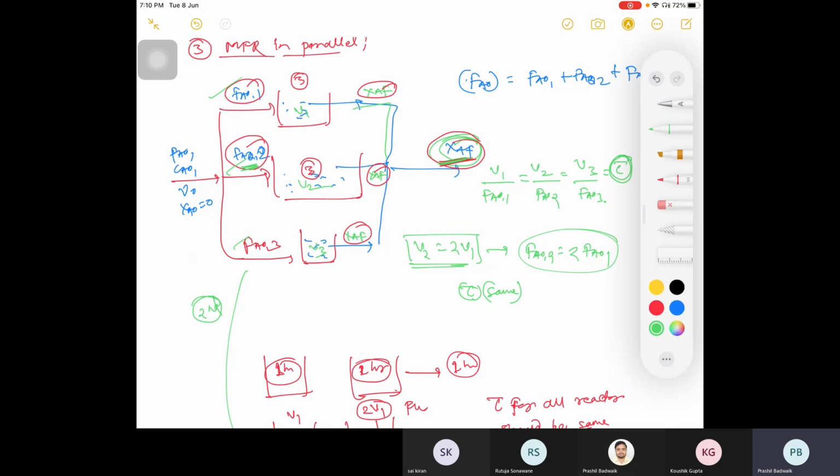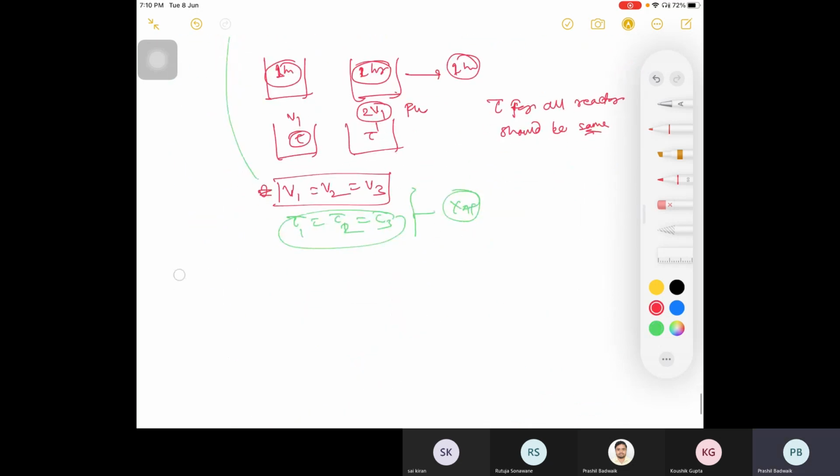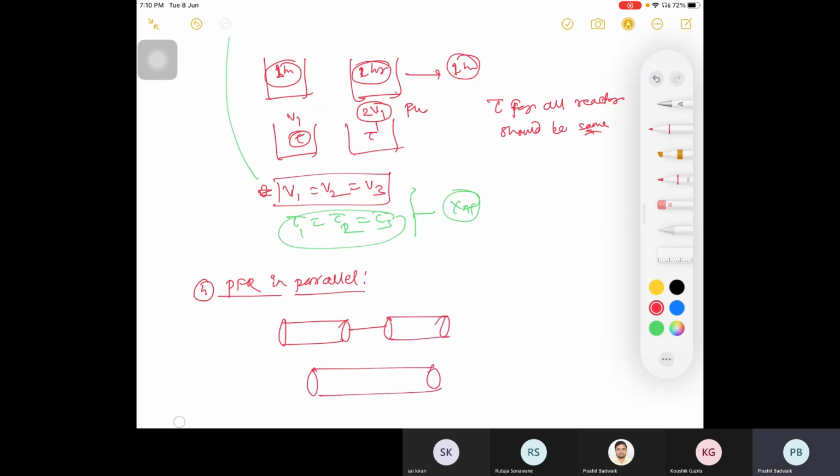This is about parallel connection of MFR. MFR is parallel. Similar to this, I'll have PFR in parallel. PFR in parallel. This is your one PFR. This is your second PFR. This is your bigger one PFR. These PFRs are connected in parallel.